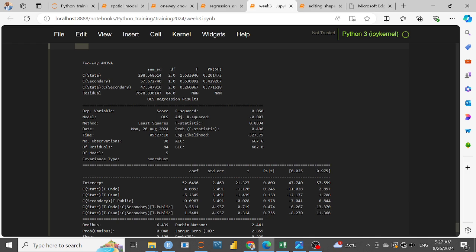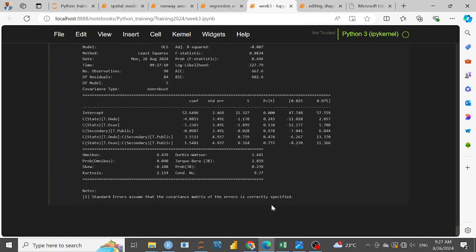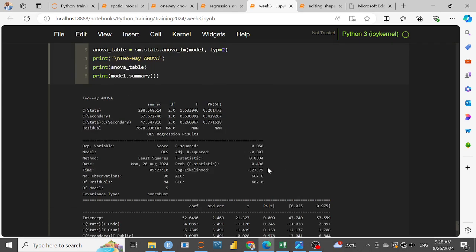So overall, I can say that whether you come from Ekiti or Osun, any state you come from, or the kind of secondary school you attended, it will not contribute, as far as this data is concerned, to the score you are getting in my class, because I take this as if I'm doing my class.